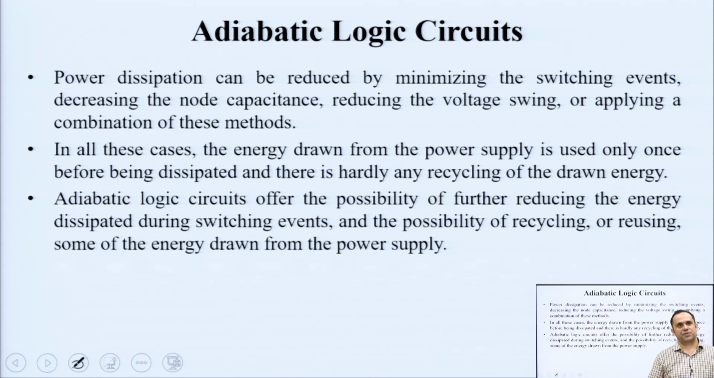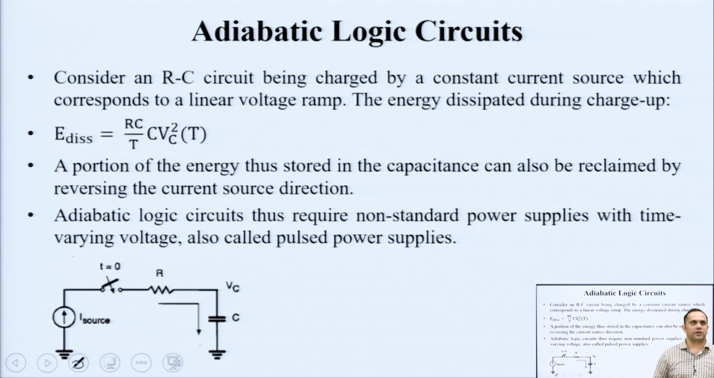Adiabatic circuits offer an extra bonus. They reduce the energy dissipated during switching events, and they also provide a possibility of recycling or reusing some of the energy which you have drawn from the power supply. Consider this RC circuit here, which we are charging through a constant current source. In a normal CMOS circuit, your load capacitance or any capacitive node will be charged via a constant voltage source. In this circuit, the RC circuit is being charged by a constant current source, and this is similar to a voltage ramp.